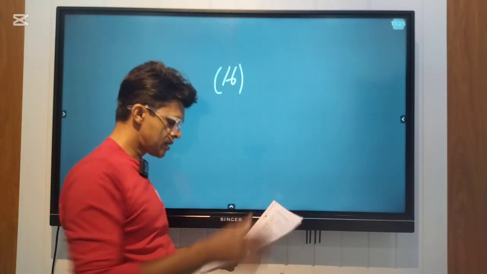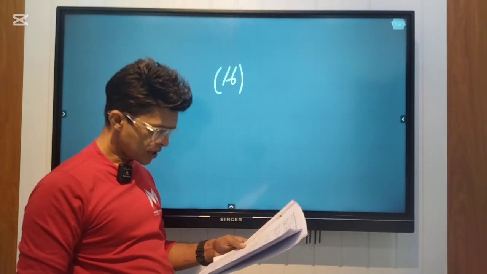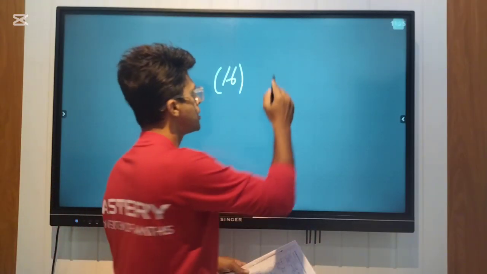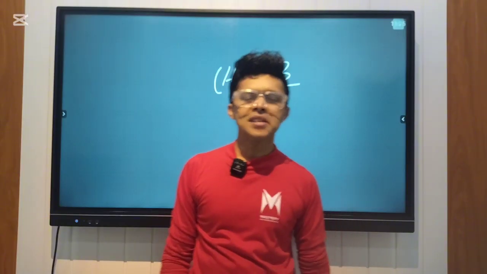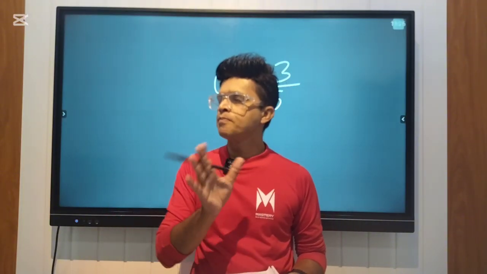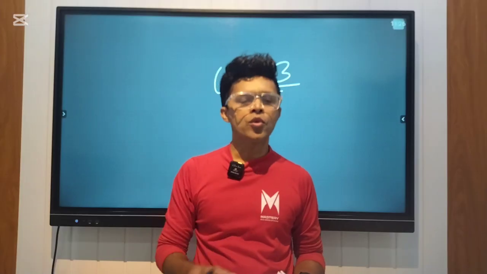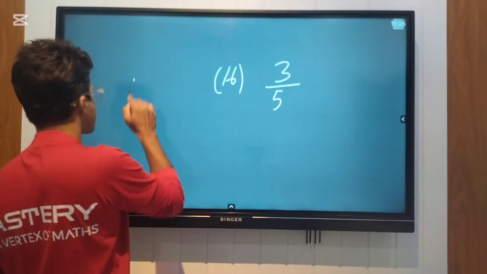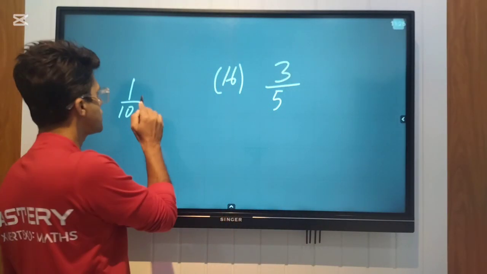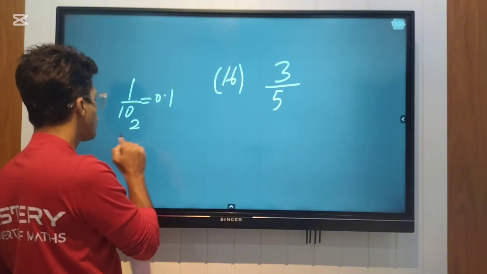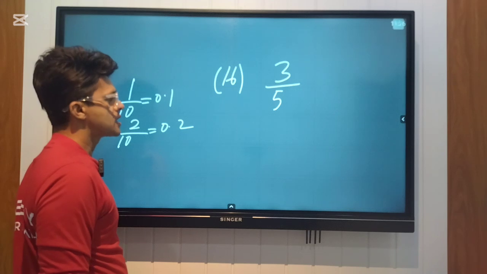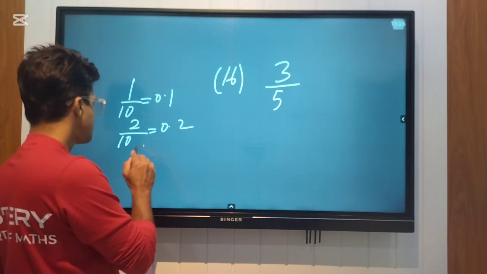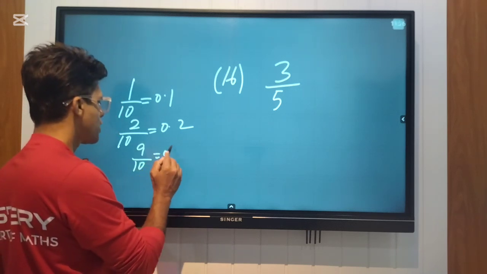16th question. 16th question is write the following fraction as a decimal number. 3/5. Okay. To write given fractions as decimal numbers, what do we do? We write in the denominator 10, 100, 1000 and so on. Before starting this one, just remember this: 1/10 means 0.1 and 2/10 means 0.2. Likewise, just bear in mind. Okay. So 9/10 equals 0.9.